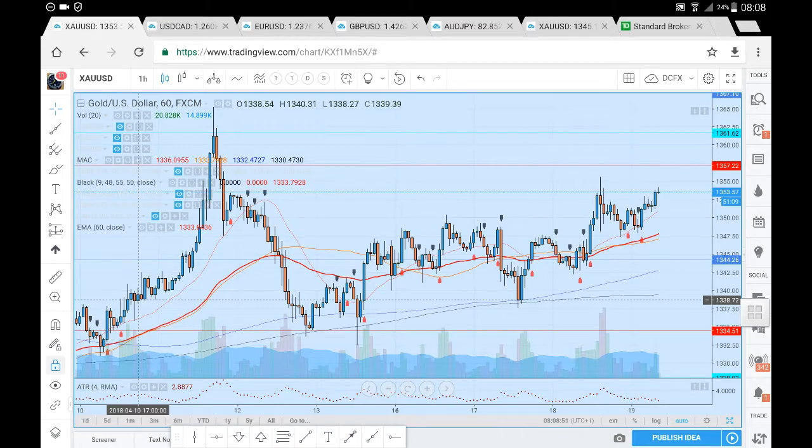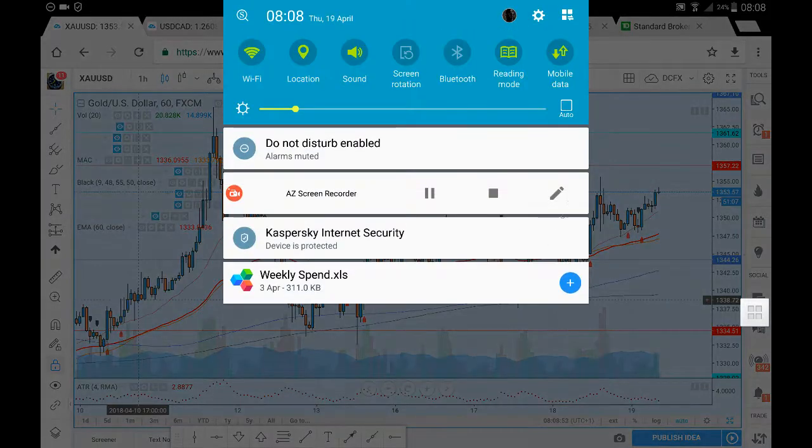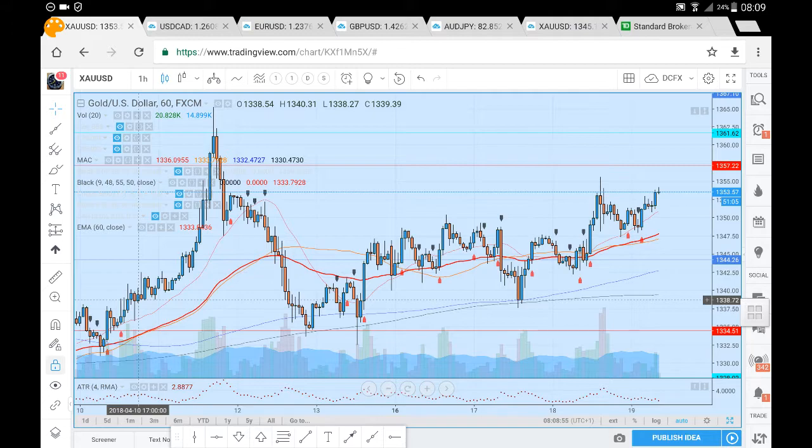So this is the XAUUSD analysis for Thursday, 19th of April. Now let's have a look at what happened to prices and where prices may likely go. Previously we had price come down towards this 34.51 held support. Actually it traded slightly below the 34.51 all the way down towards the 32.50s. Nothing to be too concerned about.